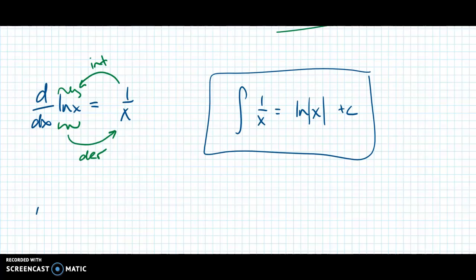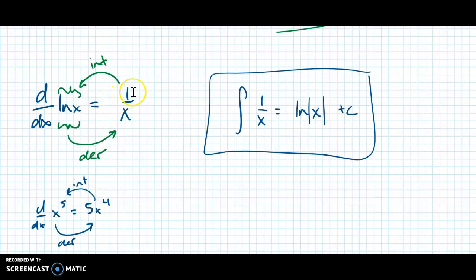Let me give you an example that's similar to that. Say I have the derivative with respect to x of x to the fifth. That is equal to 5x to the fourth. So this derives here, and this integrates here. That's the way most of these derivative rules and integral rules work.